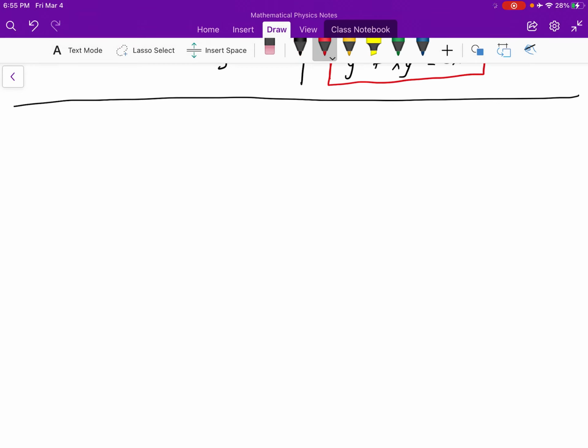So let's write that down for the moment. So equations reducible to the homogeneous form.